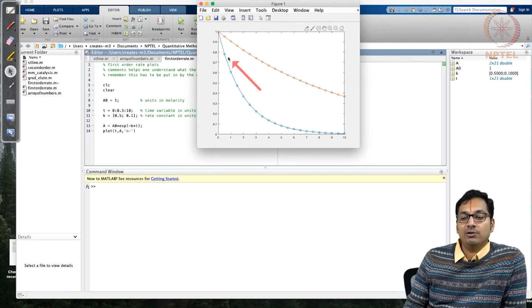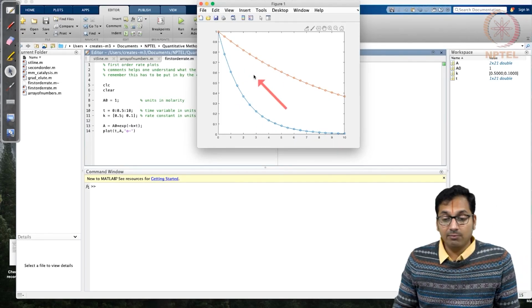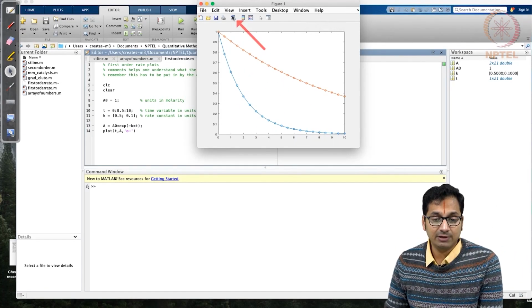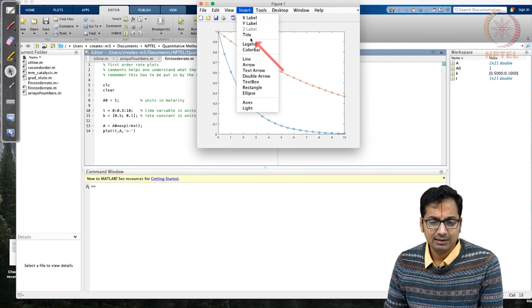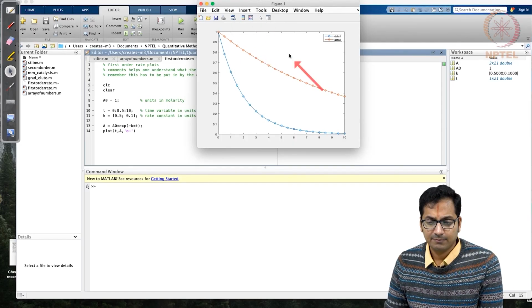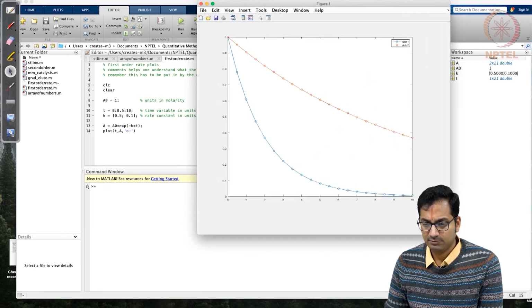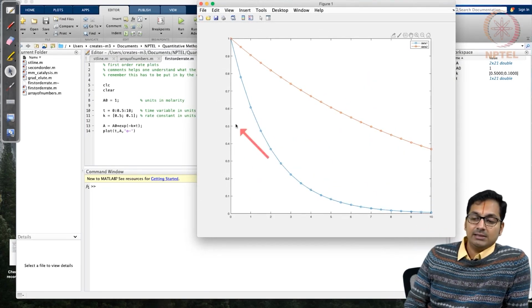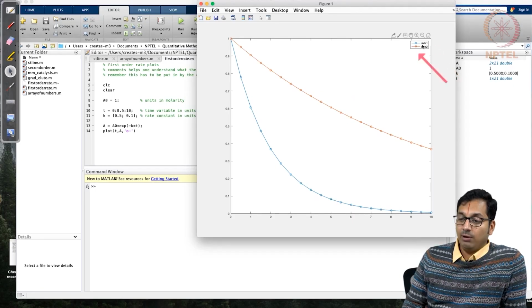The moment you run, you get two beautiful curves here. And remember, we can also insert a legend. All right. And what you are able to see in this is that you have data 1 plotted in blue, which has a rate constant of 0.5 second inverse, and data plotted in red, which has a rate constant of 0.1 second inverse. What you are able to realize is that anything that has a higher rate constant tends to decay much faster.